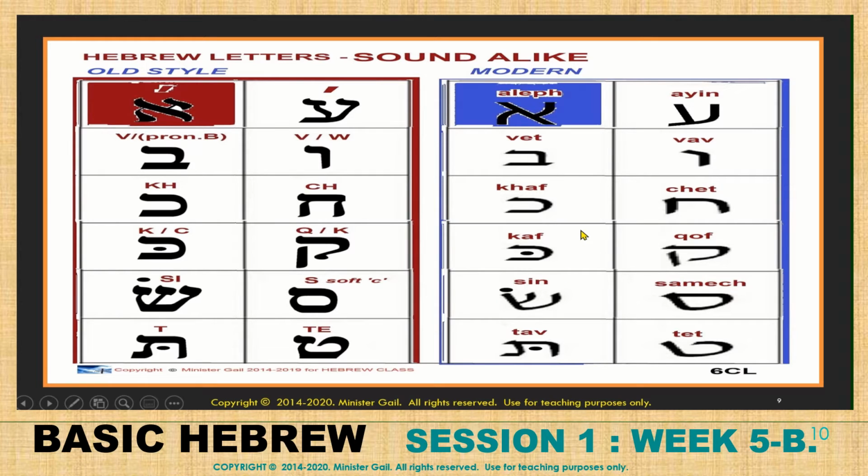This is how they pronounce. They have a name for all the letters, but we don't need to memorize the names for the letters. All you need to know is the letter. What letter goes with what picture? That's all we're interested in learning the Hebrew. You don't need to memorize all these names, just the letters.